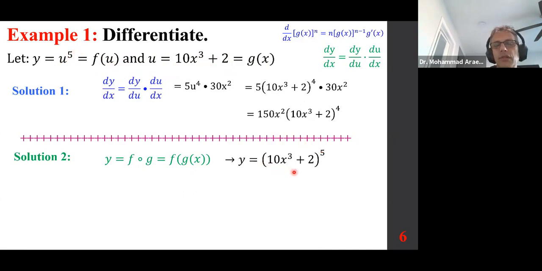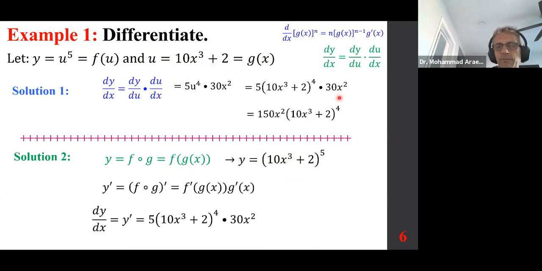You put the 5 in front. You write the same thing to the power of 4, and you differentiate the inside. The g prime of x gives you 30x squared. So again, this is n, g of x to the power of n minus 1, g prime of x. Okay, everybody? Now rewrite it, and it's the same answer. The point being, you can do them both ways, but remember, it's good to know both formulas, because sometimes one is easier than the other.